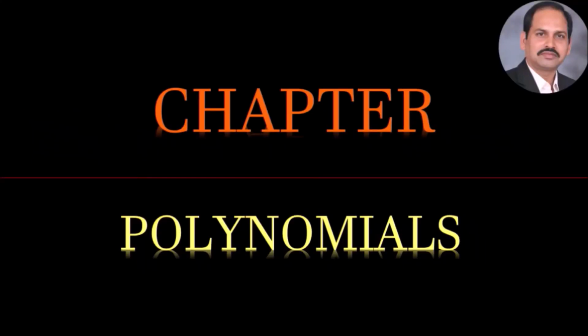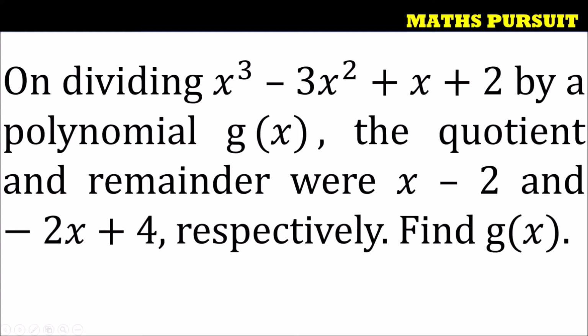Today we will look into the questions from the chapter called Polynomials. The given question is on dividing x to the power 3 minus 3x to the power 2 plus x plus 2 by a polynomial g(x). The quotient and remainder were x minus 2 and minus 2x plus 4 respectively. Find g(x). So guys, let us see how we can solve this type of question.